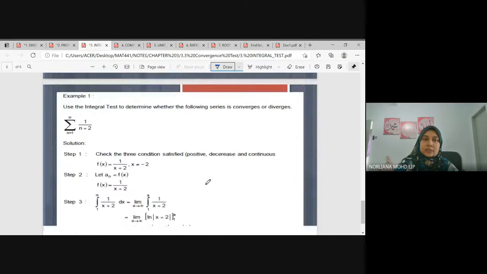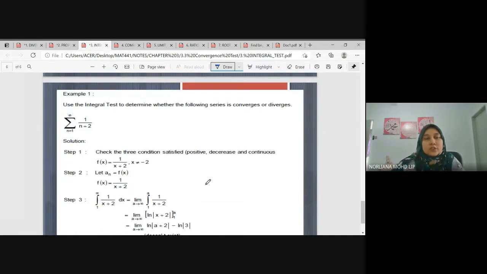Look at example 1. Use the integral test to determine whether the following series is converge or diverge. Okay, this series. Okay, tadi first step ni kan, first step you all boleh juga terus tukarkan this AN tukar kepada fx. So fx equal to in term of x lah, first step. First step buat ni dulu lah. Fx equal to 1 over tukar n kepada x, so x plus 2. Dia akan jadi function ni lah.